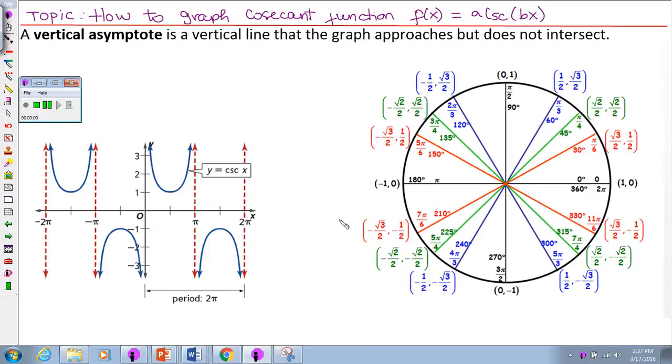Hello, my pre-calculus student. In this video, we are going to graph the cosecant function f of x equals a cosecant of bx, where a and b are real numbers.